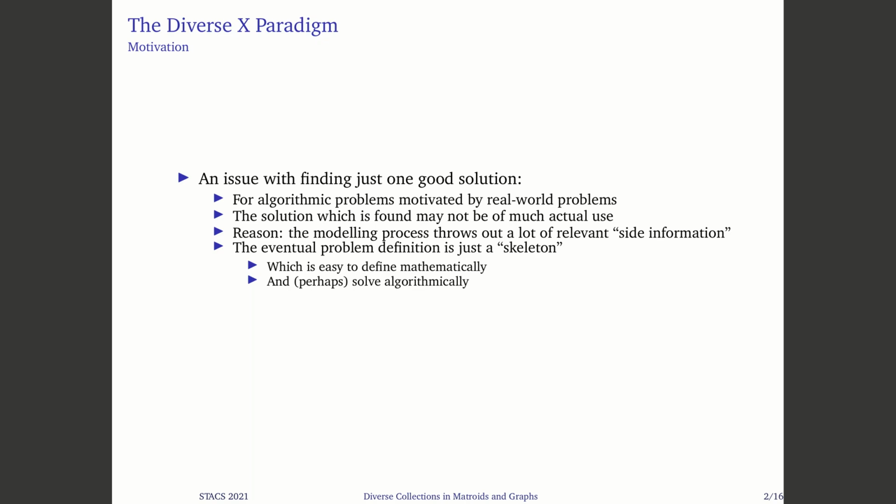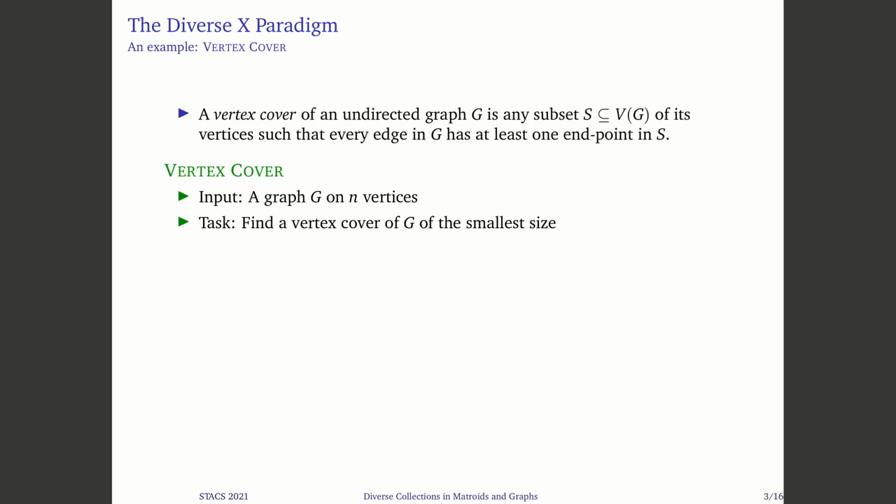And the underlying reason behind this is that the modeling process, which takes the real world problem and makes it into a nice algorithmic problem, throws out a lot of relevant side information, so that the eventual nice problem that we solve is just a skeleton of the actual real world problem. Let's see a brief example to demonstrate this.